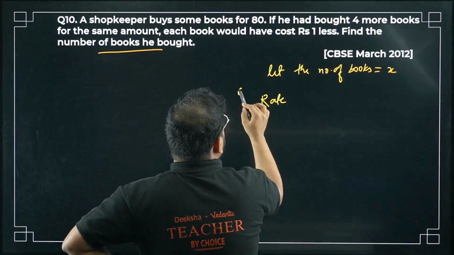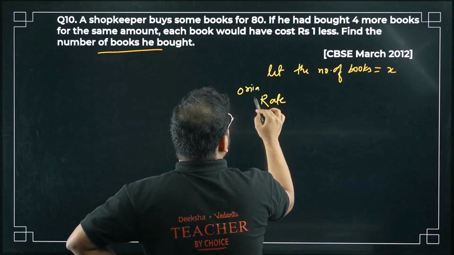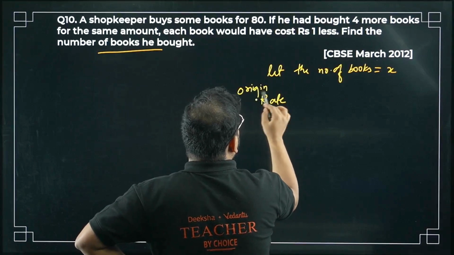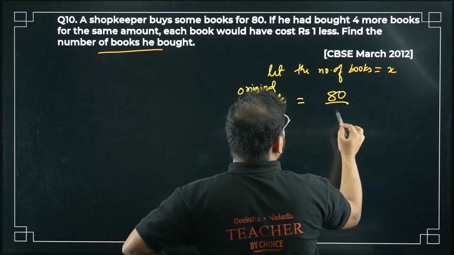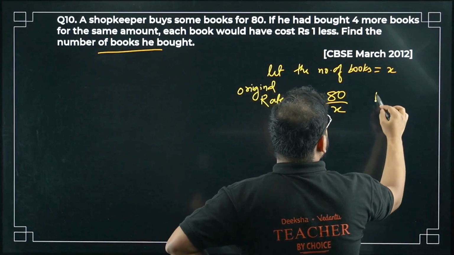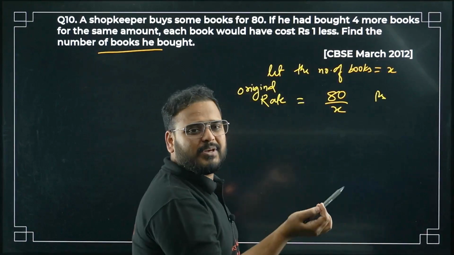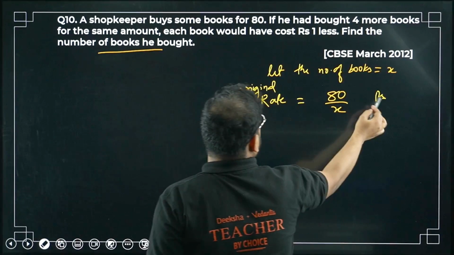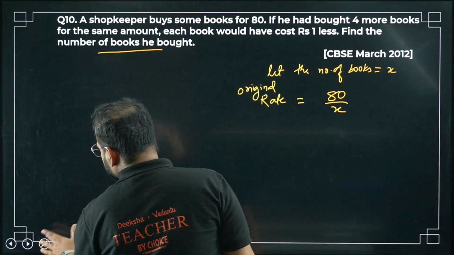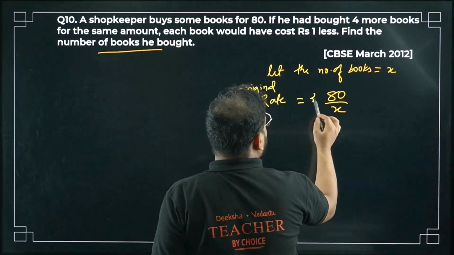The original rate, what will that be? 80 total by x. This is rupees per book. These many rupees per book.